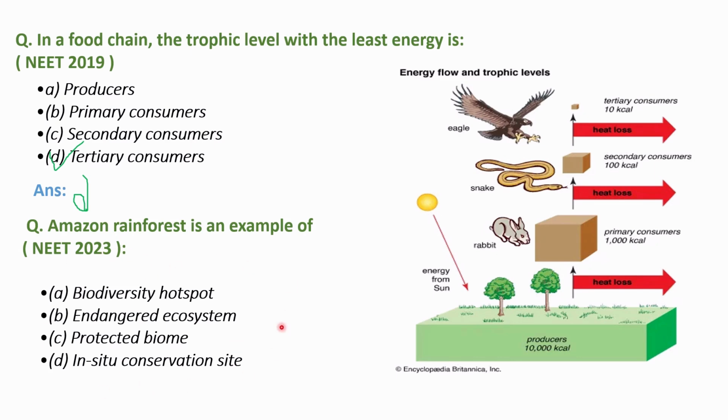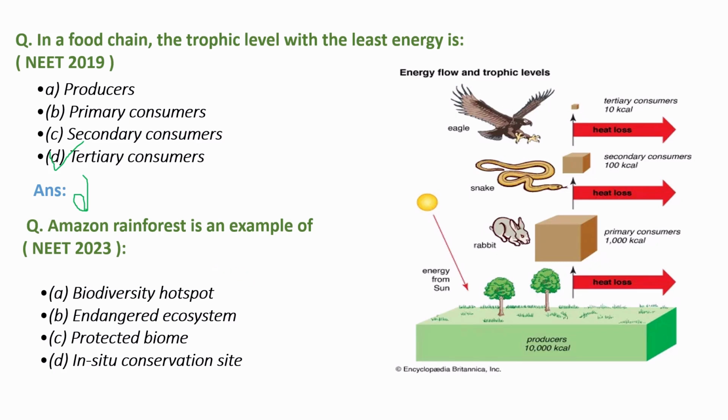So according to this question, they are asking: is it an example of a biodiversity hotspot, endangered ecosystem, protected biome, or in situ conservation site? Okay, sorry. So here they are asking which one of these the Amazon rainforest is considered as. Okay, so if you see here, normally the Amazon rainforest is an example of a biodiversity hotspot.